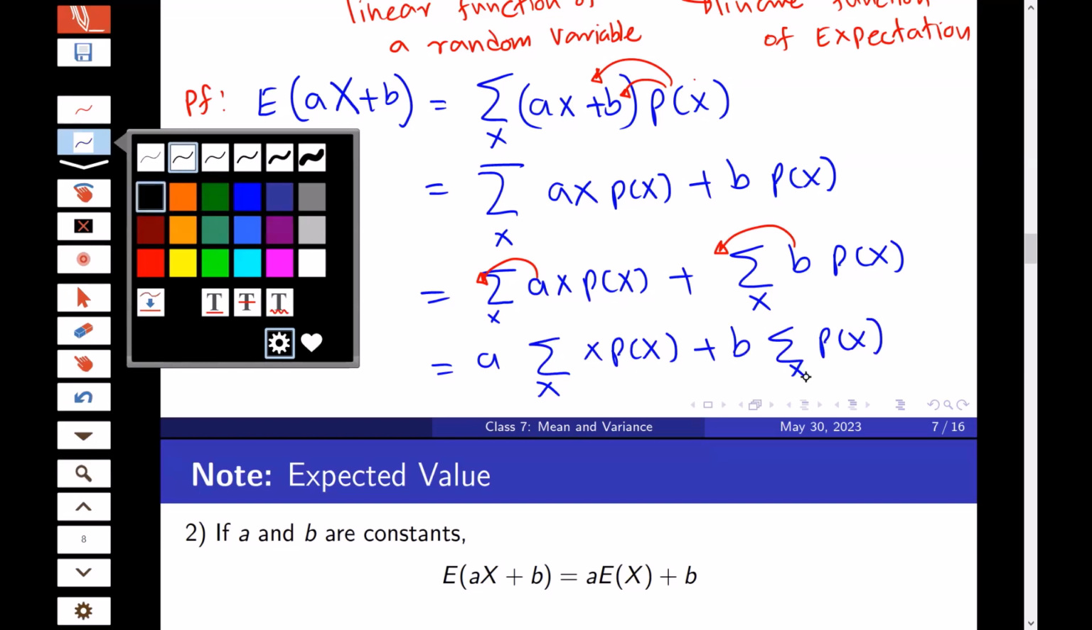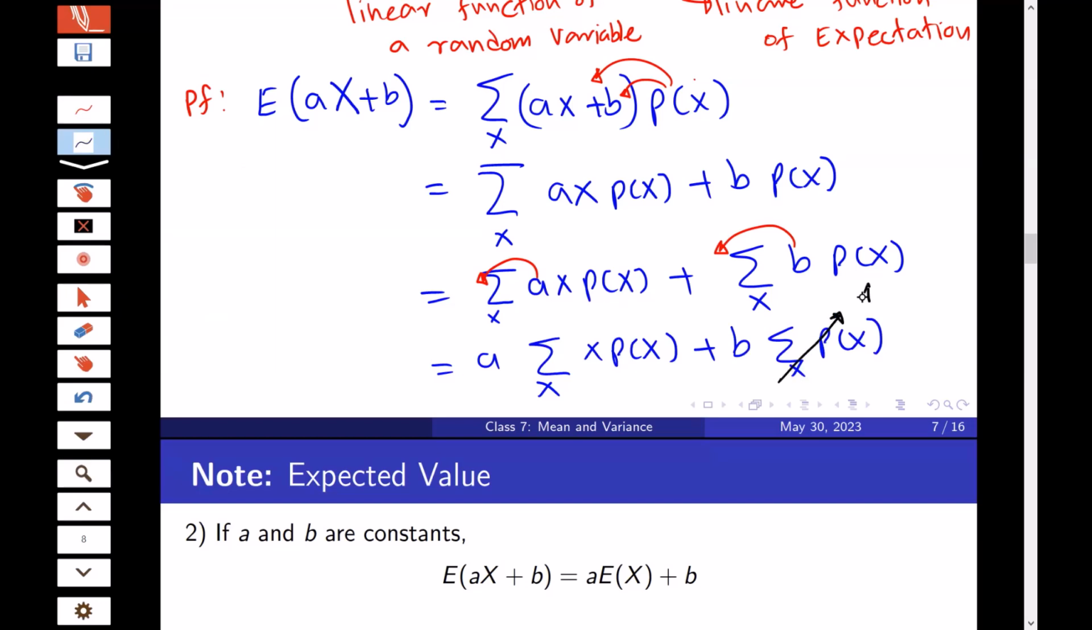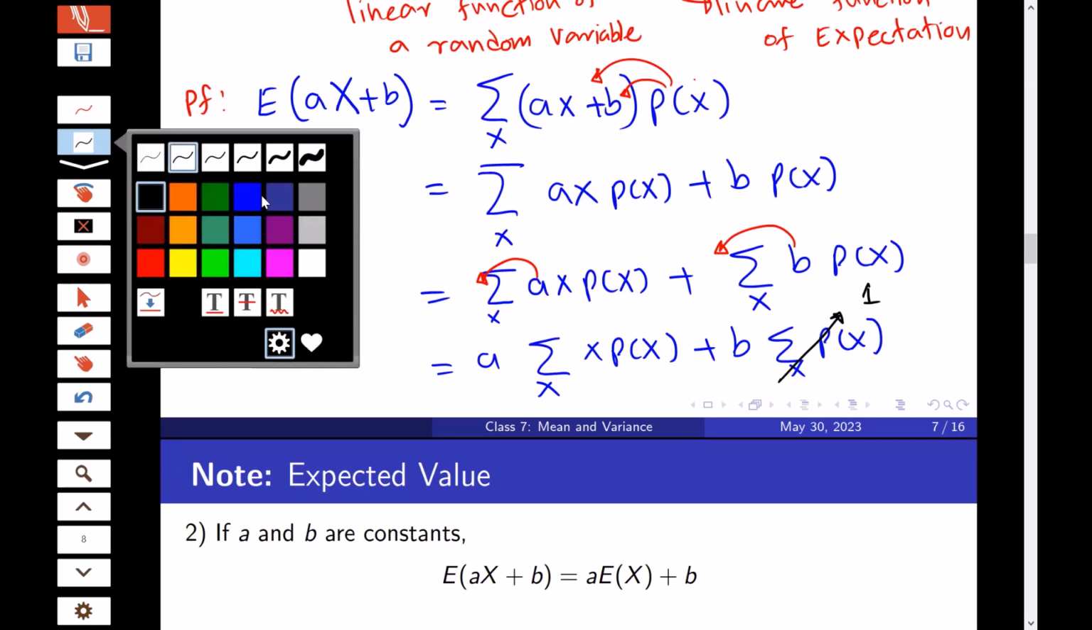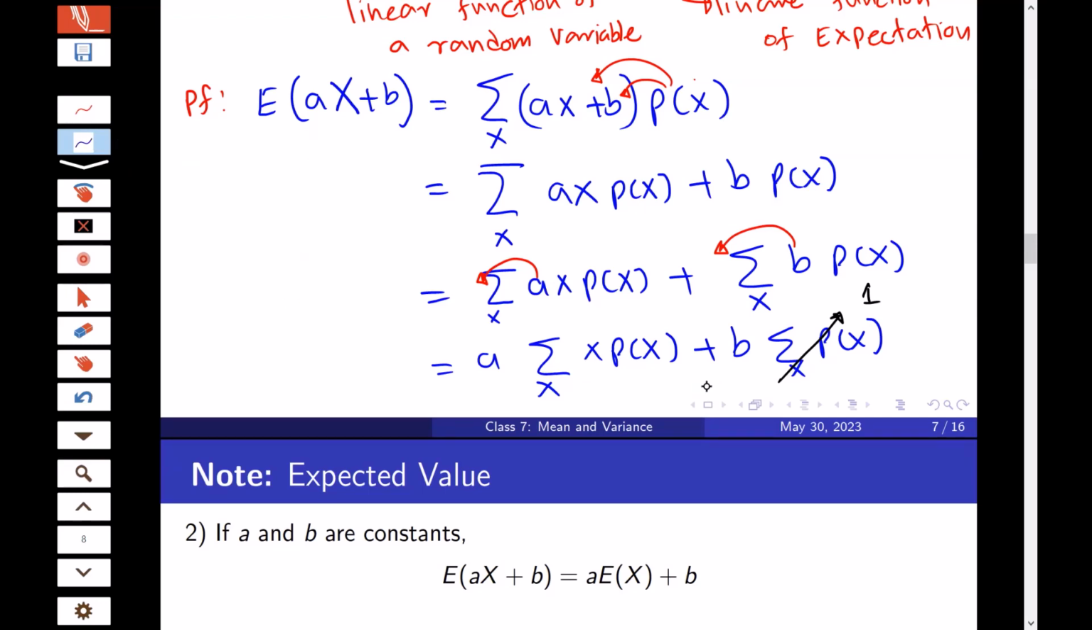Now check this one here. This should be 1 because p(x) is a probability mass function. If you take the summation of the probabilities of the probability mass function for all x, you should get 1. And this is the definition of E(X). So that means we are done with the proof. As the last step, we can write aE(X) plus b. Okay, that's the end of this proof.